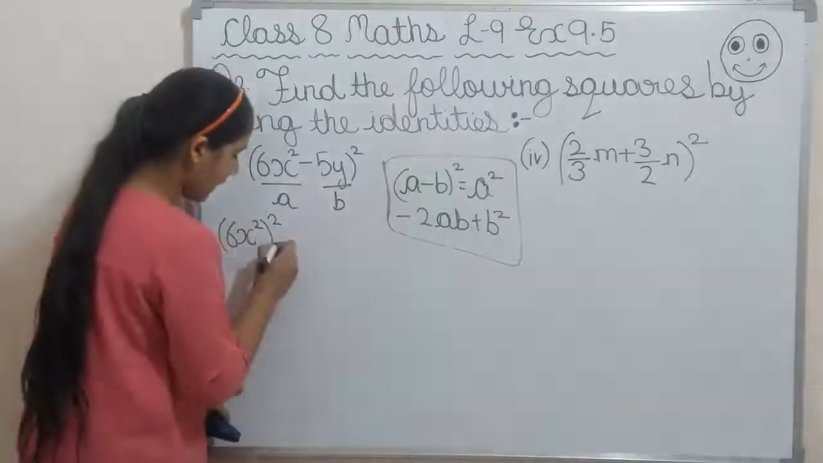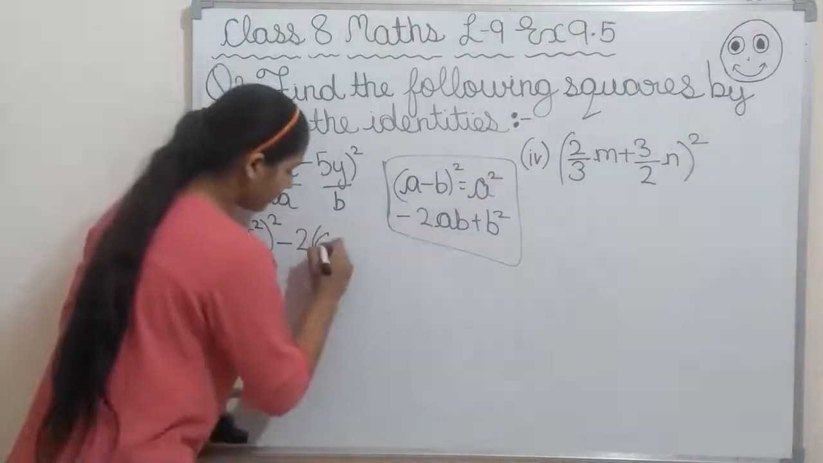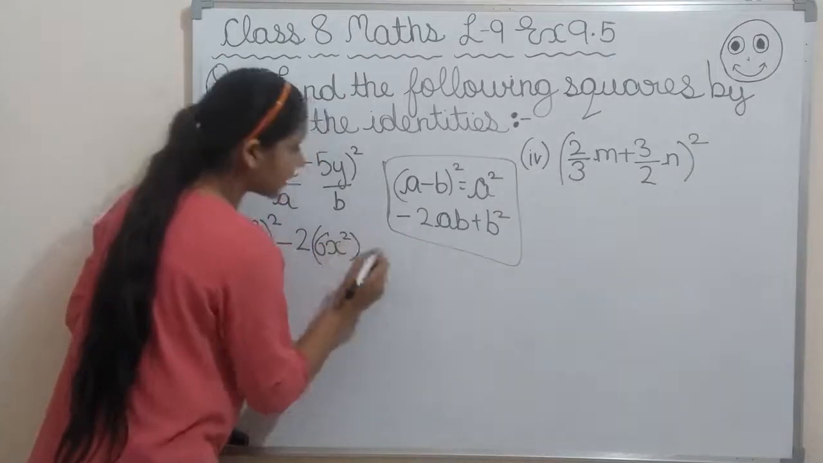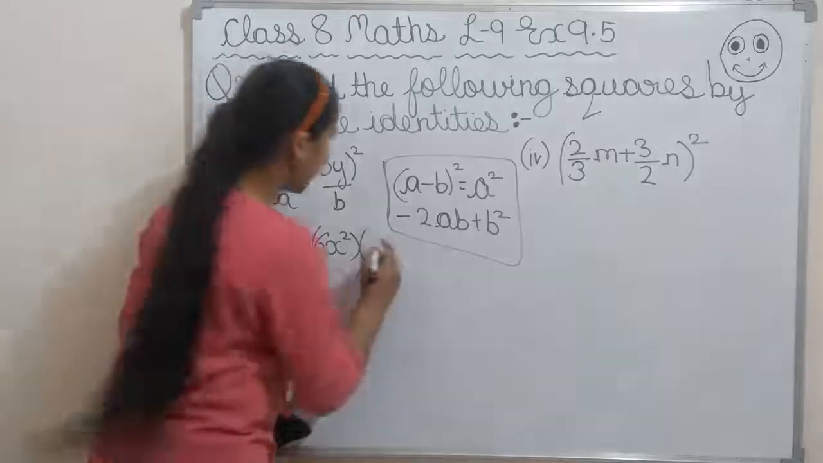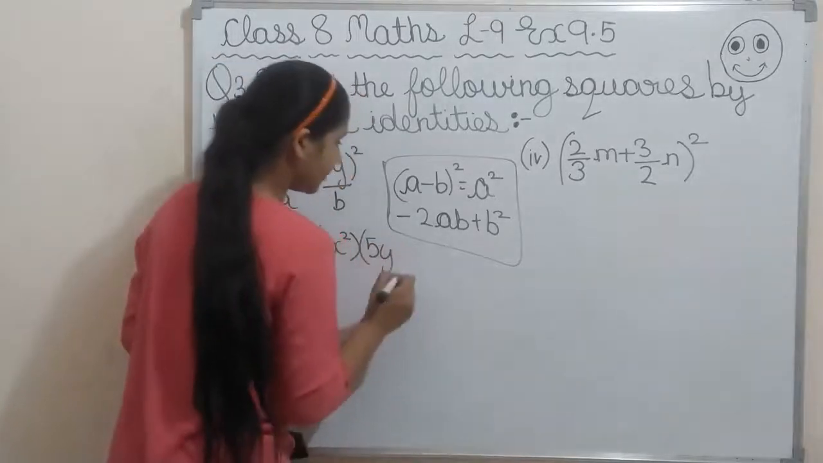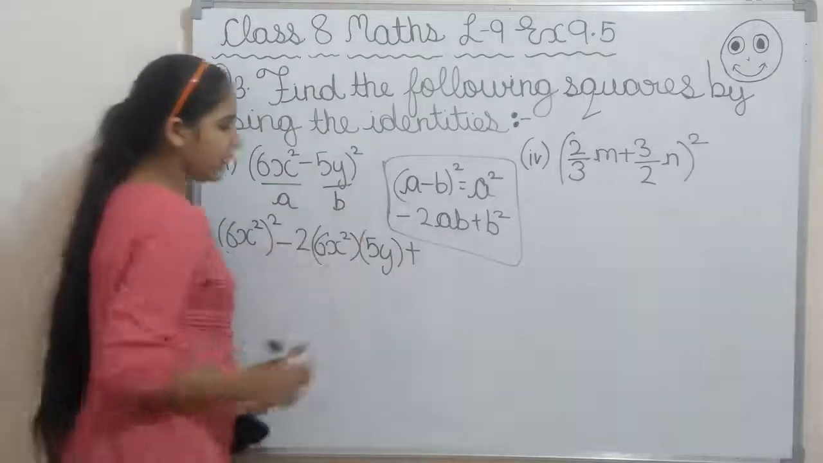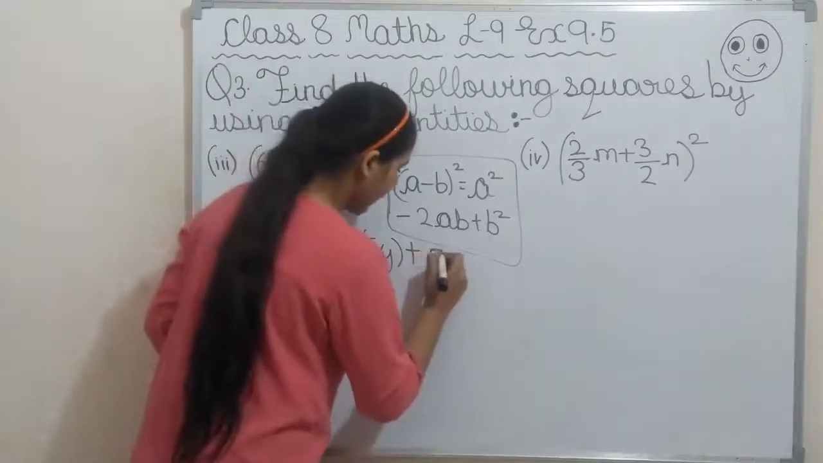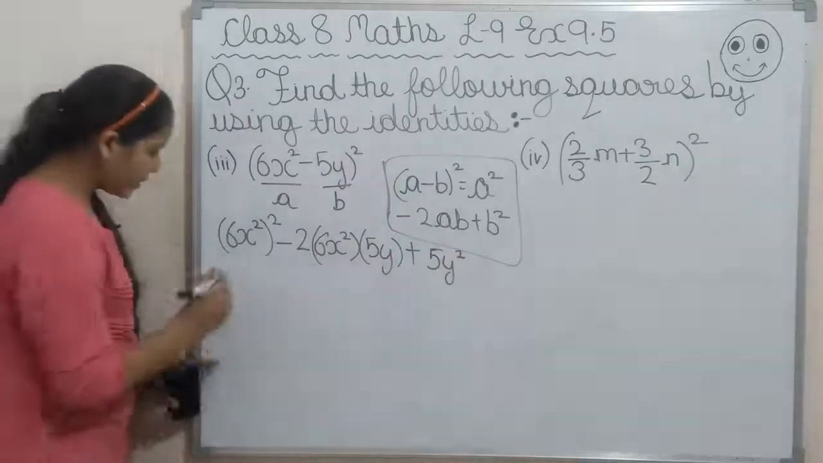Then minus sign as it is, then 2 into a into b. A is 6x square, then multiply b. B is 5y, then plus b square. B is this 5y, so (5y) square. Okay, let's start doing this.